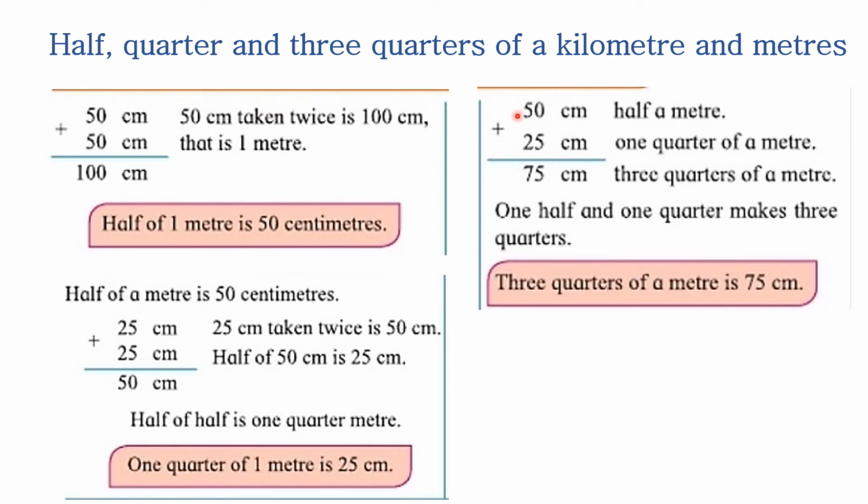Now 50 centimeter plus 25 centimeter, we will get answer 75 centimeter. 50 centimeter means half a meter. 25 centimeter means 1/4 of a meter. So total of this half and 1/4, we will get 3/4 of a meter, and 3/4 of a meter is 75 centimeter. 1/2 and 1/4 makes 3/4. So 3/4 of a meter is 75 centimeter.